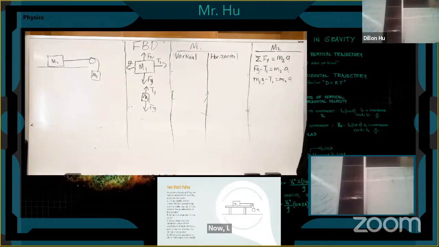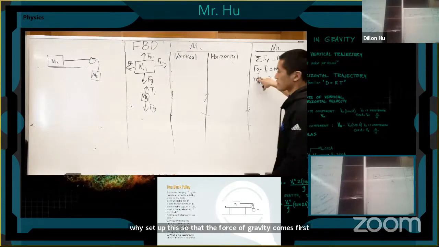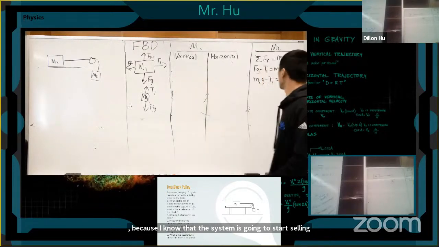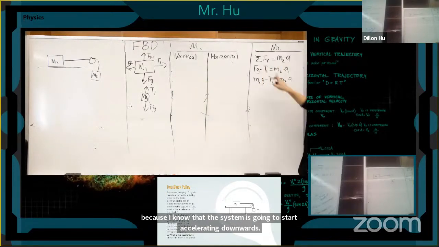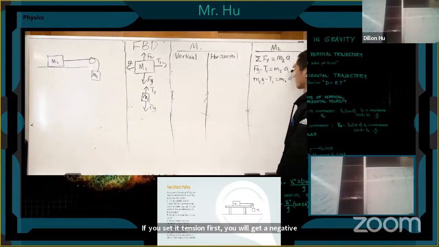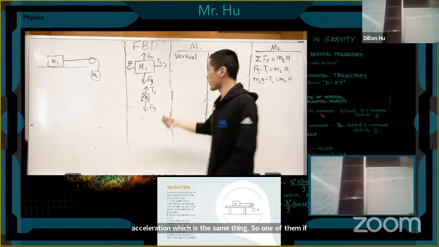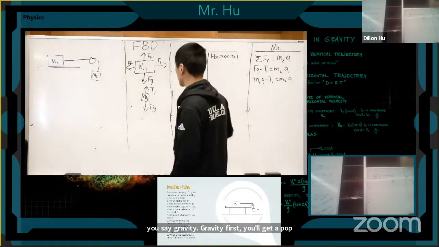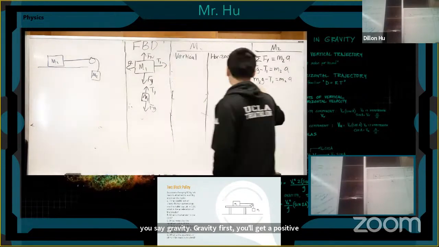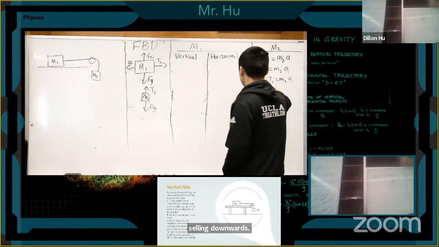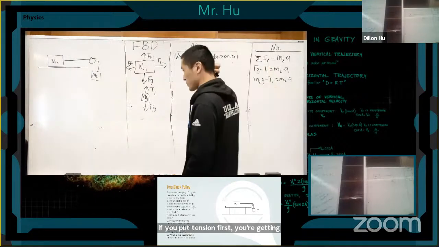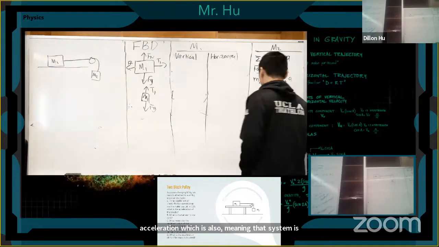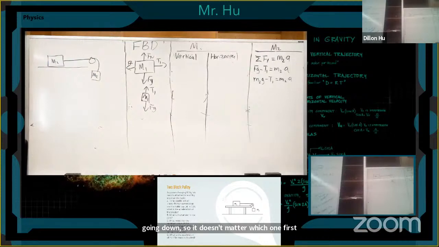Now, I set this up so that the force of gravity comes first, because I know that the system is going to start accelerating downwards. If you put gravity first, you'll get a positive acceleration, which means that the system is accelerating downwards. If you put tension first, you get a negative acceleration, which also means that the system is going down. So it doesn't matter which one you put first because you'll end up getting the same answer. You just have to interpret the answer.